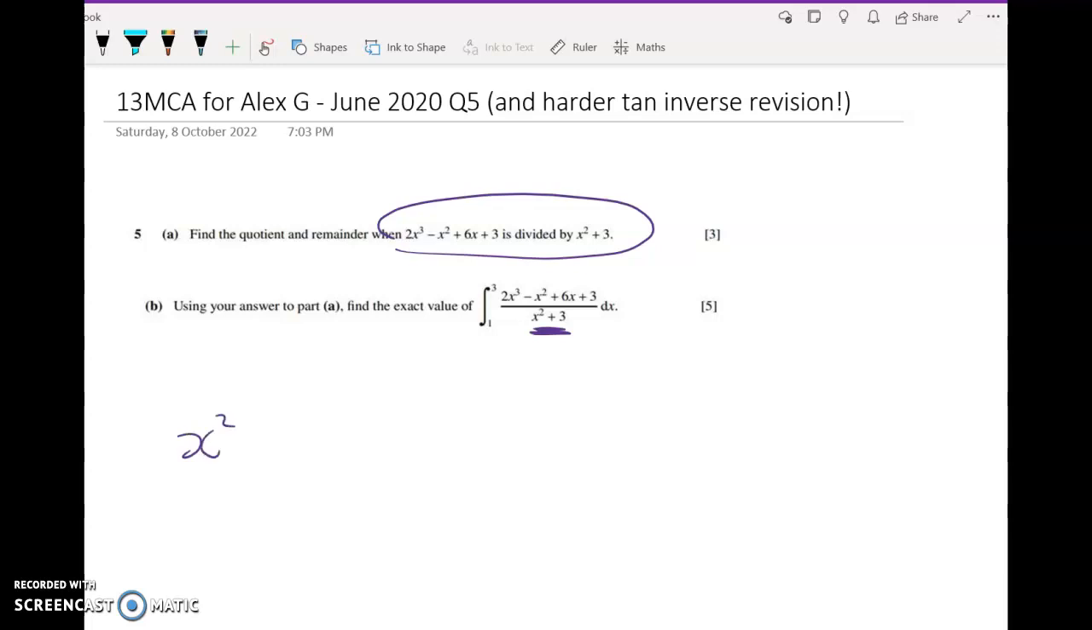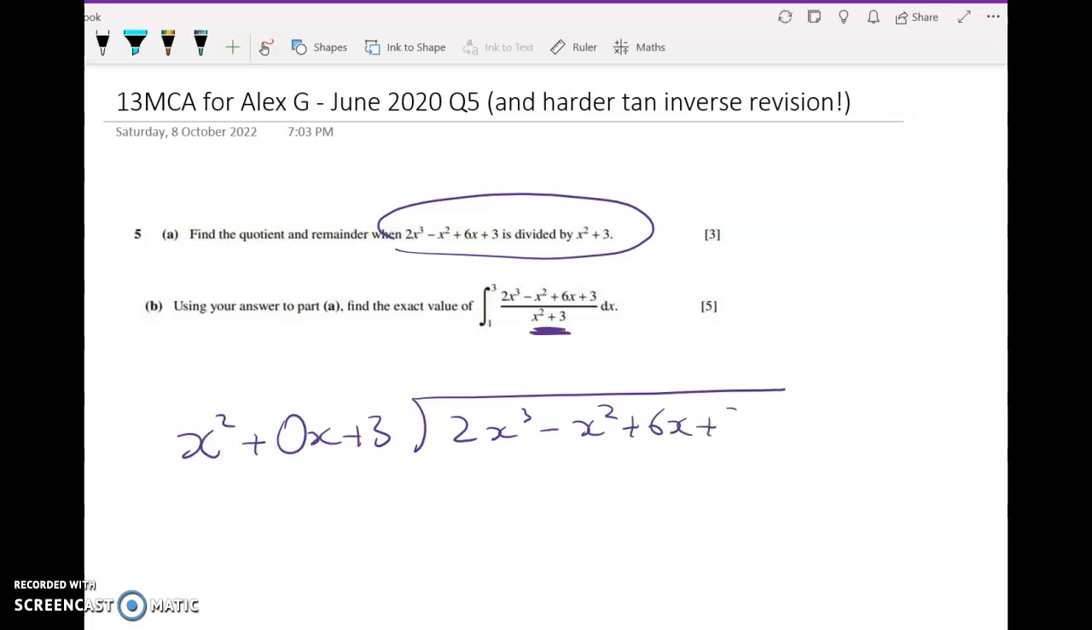So long division here, we need to make sure that we put all of our place value columns in. Right, that's the safest way to do it. We've got 2x cubed minus x squared plus 6x plus 3. And so off we go as usual. We're going to say x squared times what will match me this? Well, it will be x squared times 2x. So 2x times all of this is going to give me 2x cubed plus 0 plus 6x.